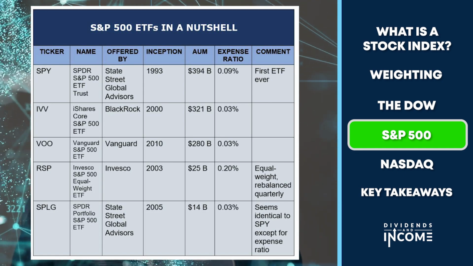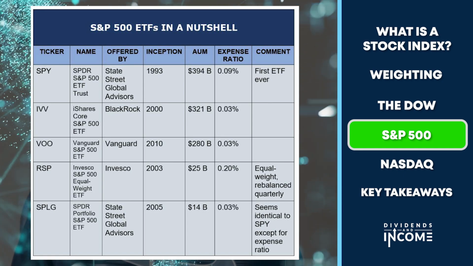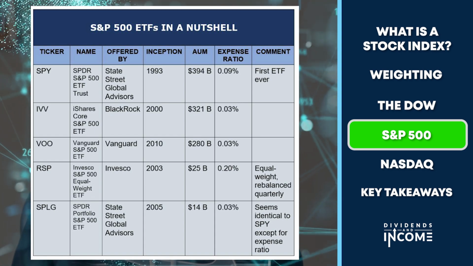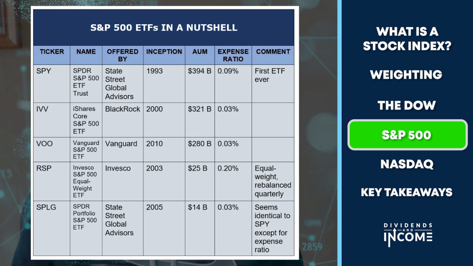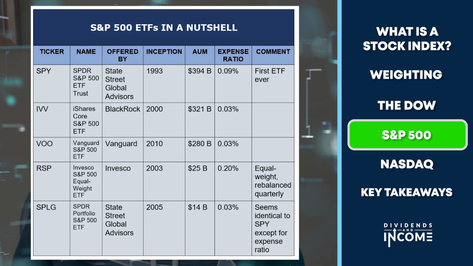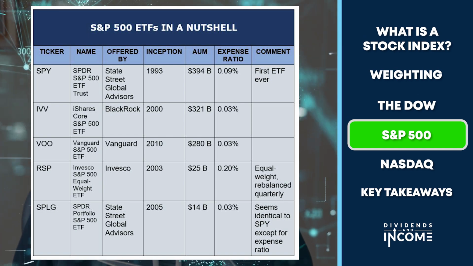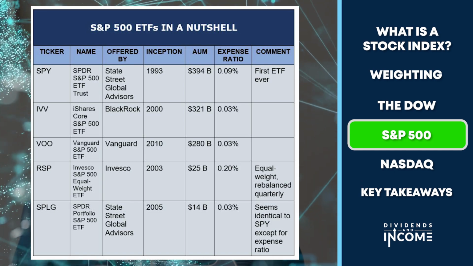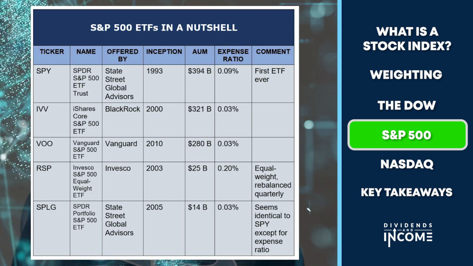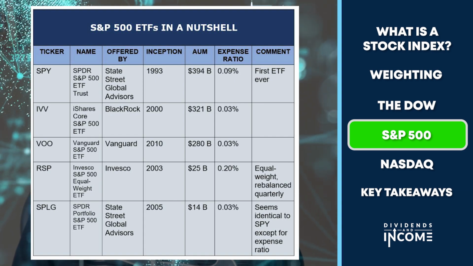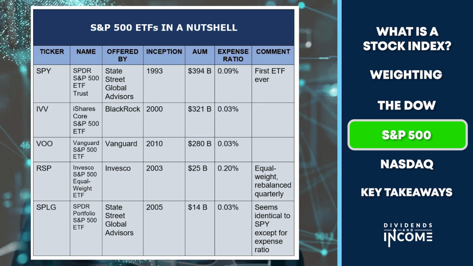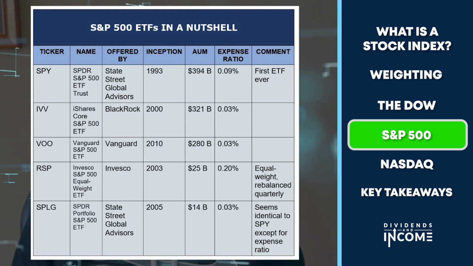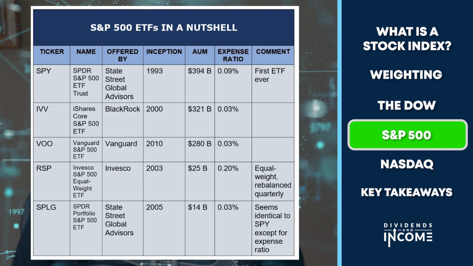And the last ETF I want to bring to your attention is SPLG. That's from State Street Global Advisors, which is the same company that brought us SPY, the very first S&P 500 ETF. And as near as I can tell from reading the literature, SPLG tracks the S&P 500 in the exact same way that SPY does. The only difference is it has a much lower expense ratio that makes it competitive with IVV and VOO at 0.03% expense ratio, and I suspect that that's why State Street introduced it.